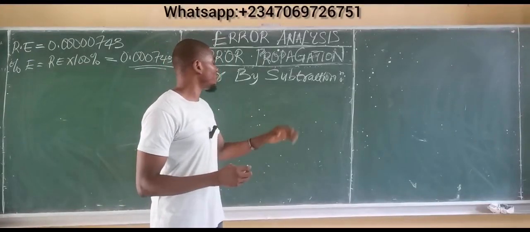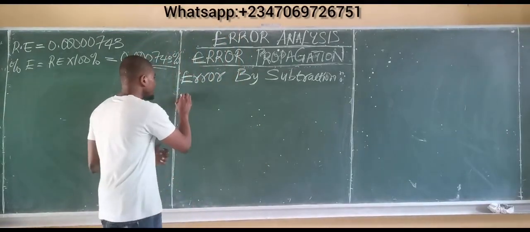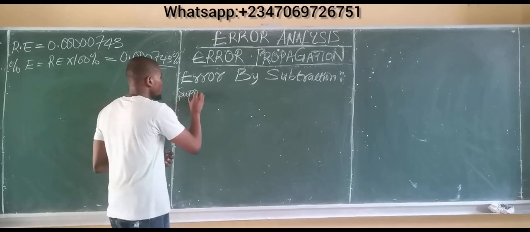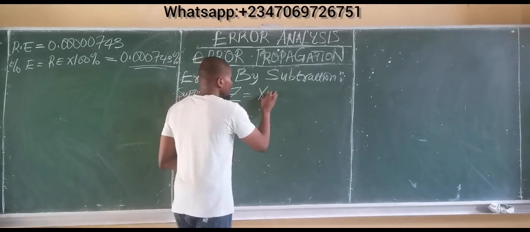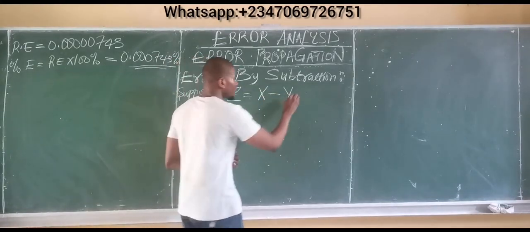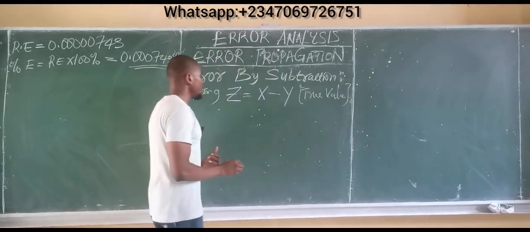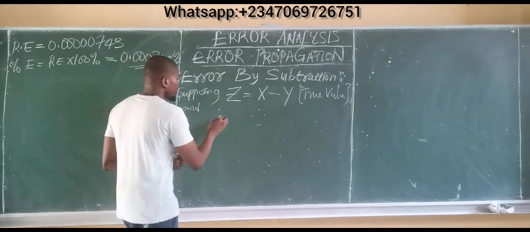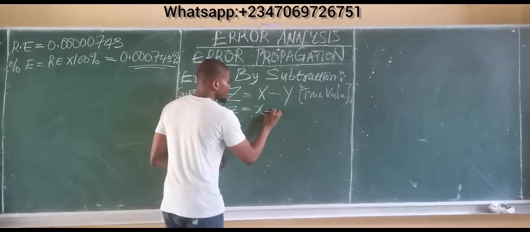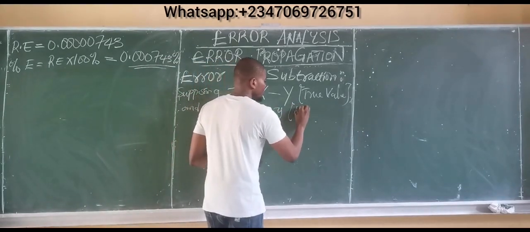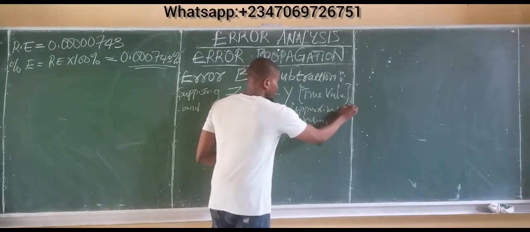Now let's move to error by subtraction, propagation error by subtraction. Now let's say supposing capital Z is a true quantity of two functions, capital X minus capital Y, subtracting one another. So these are my true values. Okay, these are the true values, and the approximate values become small z equals small x minus small y. So these are my approximate values.